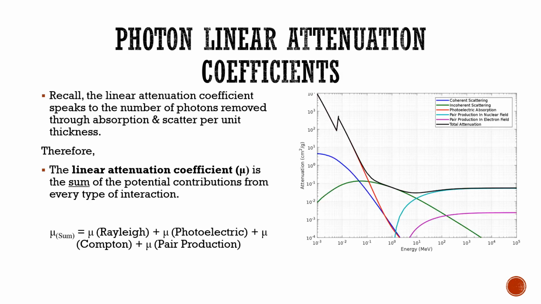being attenuated. One thing to note is that the linear attenuation coefficient speaks to the number of photons being removed through the absorption and scatter per unit thickness. Therefore, the linear attenuation coefficient mu is the sum of the potential contributions from every type of interactions. These are the ones previously discussed in the earlier slides. This will be the contribution from Rayleigh scattering, the photoelectric absorption, Compton scatter, and of course pair production.